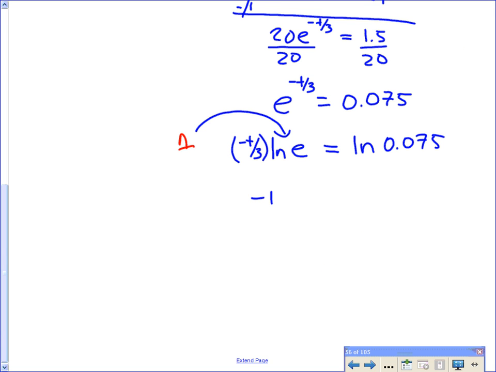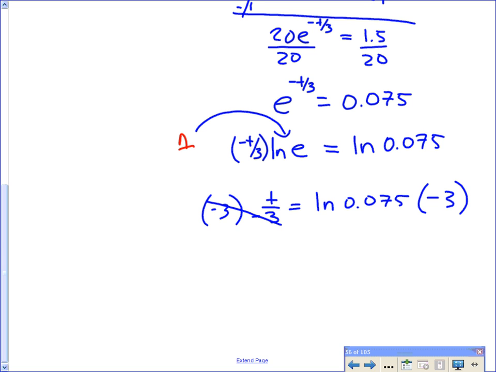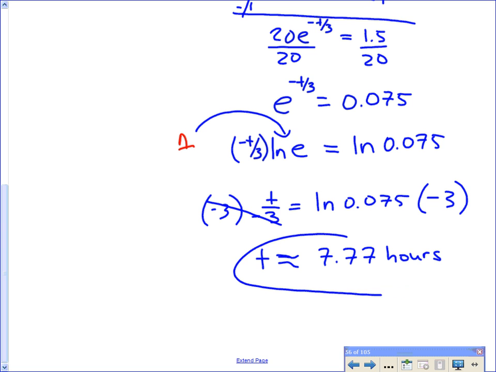Okay, so remember that this right here is 1, which is convenient. And so what I end up with is that negative t over 3 is equal to the natural log of 0.075. And I need to solve for t, but that's going to leave me with negative t. So why don't I think about taking that negative, and I'll just make that negative 3. It's the same thing, okay? And I can multiply both sides by negative 3, and those cancel. t is going to be approximately 7.77 hours. Okay, and that's it.